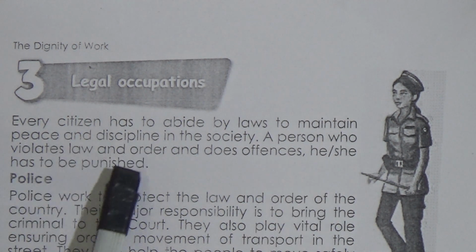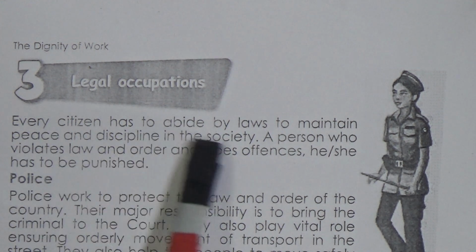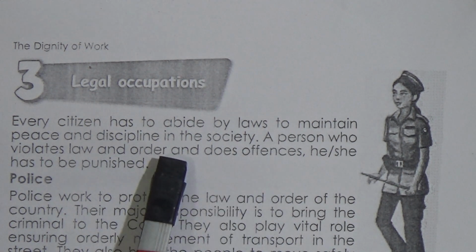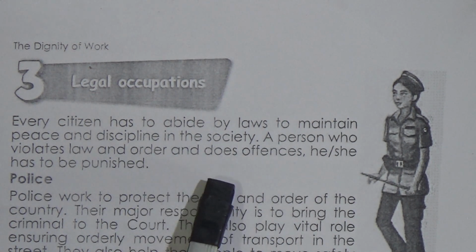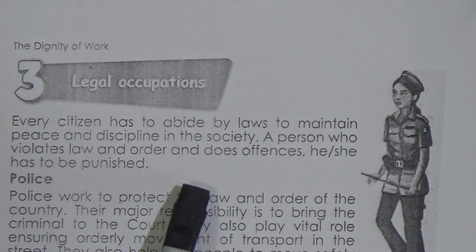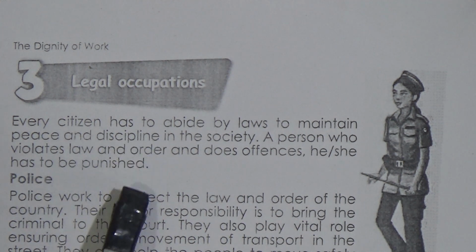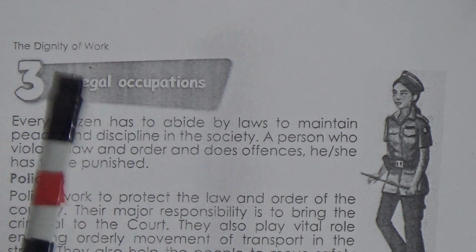So what did we learn from this? Every citizen has to abide by laws to maintain peace and discipline in the society. So if we are a citizen of our country or society, we are bound to abide by the law of the society to maintain peace and discipline in our society. That is what we learn from this part.